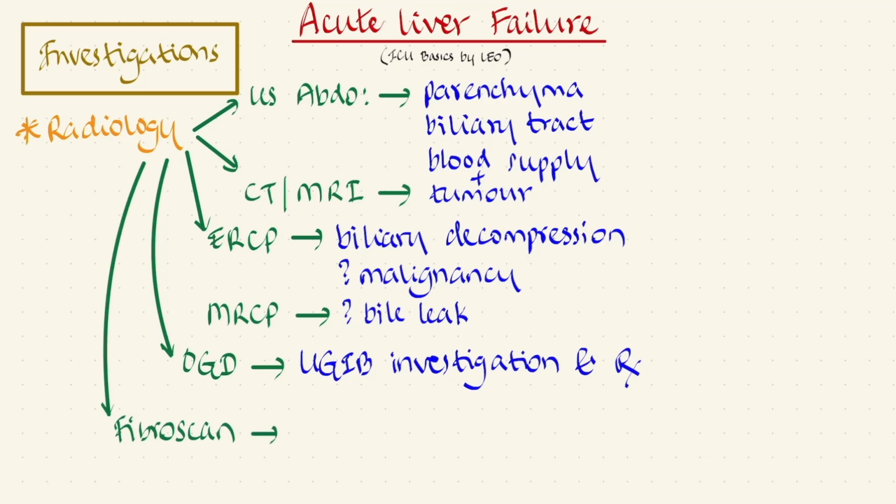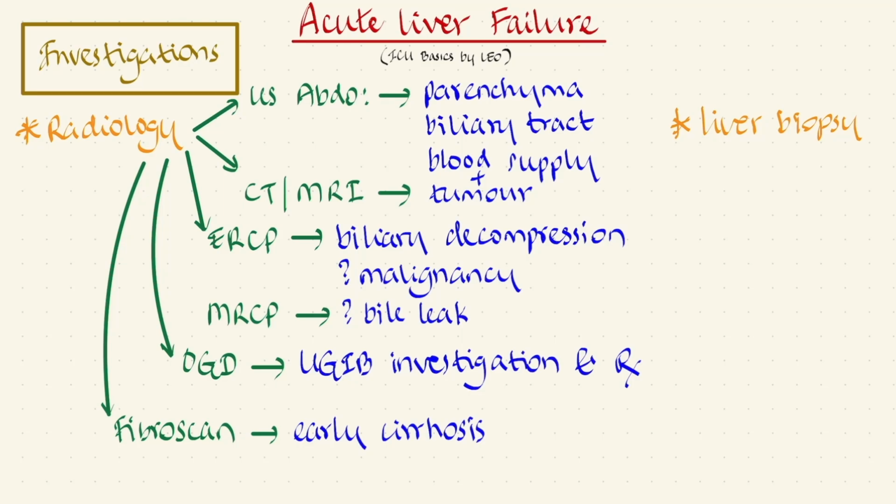Fibroscan should be requested for patients who are at risk yet have not been diagnosed with liver cirrhosis by liaising with gastroenterologists. Liver biopsy may be required in order to establish a diagnosis in patients who are suspected of having malignancy, particularly lymphoma, where systemic chemotherapy may be required.